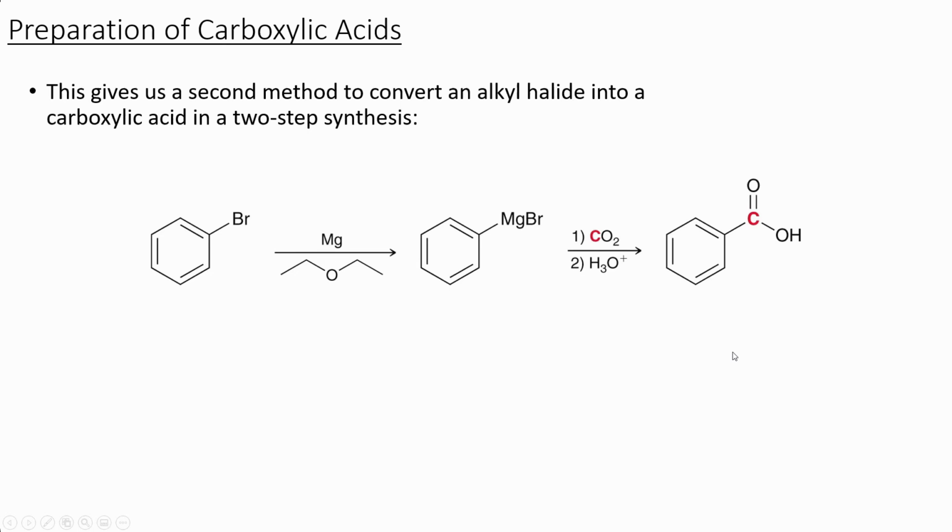So this allows us another method to convert an alkyl halide to a carboxylic acid. First, make the Grignard reagent, and this is the exact example that we did in lab. And then second, add the electrophile, which is carbon dioxide, to yield the carboxylic acid.